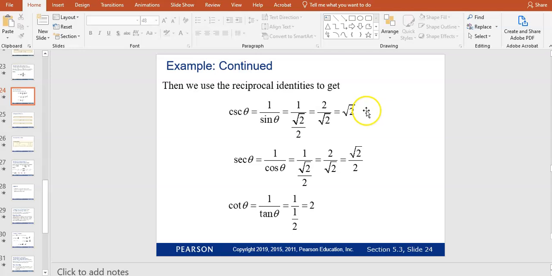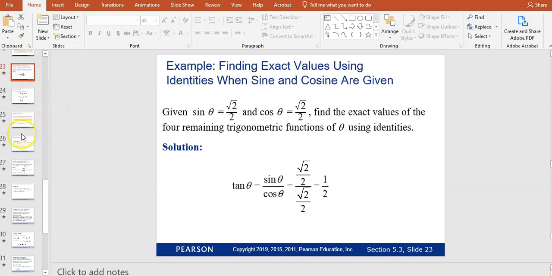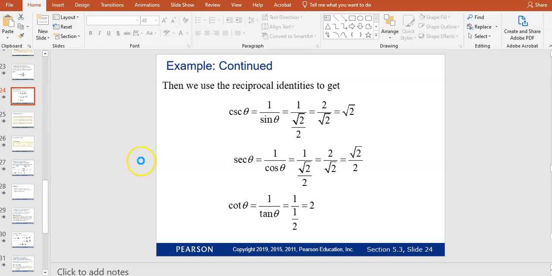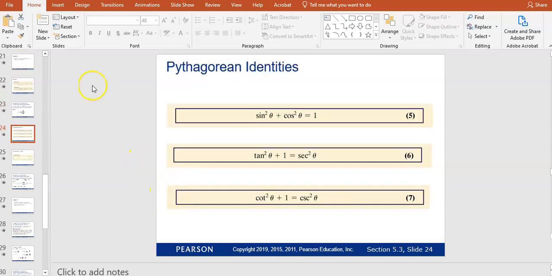All right, cosecant we notice is root 2. And then secant. Did we do? Okay, yeah, these are wrong too. Look at that. I apologize. They're all root 2. I shouldn't have even used this. I'm going to delete the slide because that is incorrect.